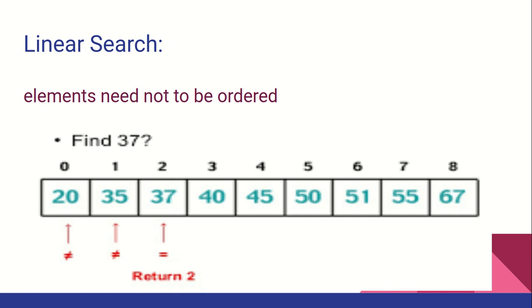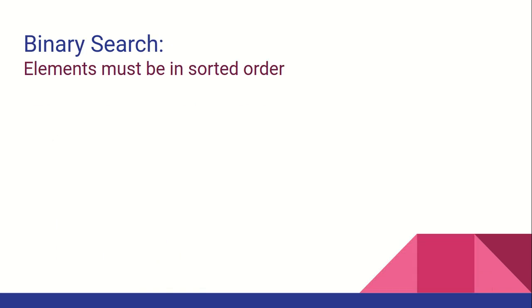Now next, let's see a very important searching technique, binary search. Binary search needs all the elements in sorted order. It is a precondition; we cannot start with random order. It first calculates the middle element and compares it with the desired element. If it matches, then it stops. Otherwise it skips either the left part or the right part.